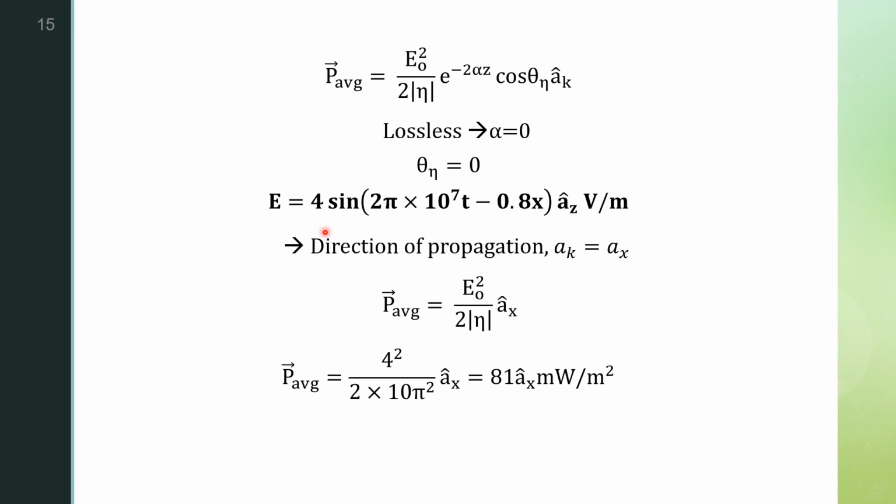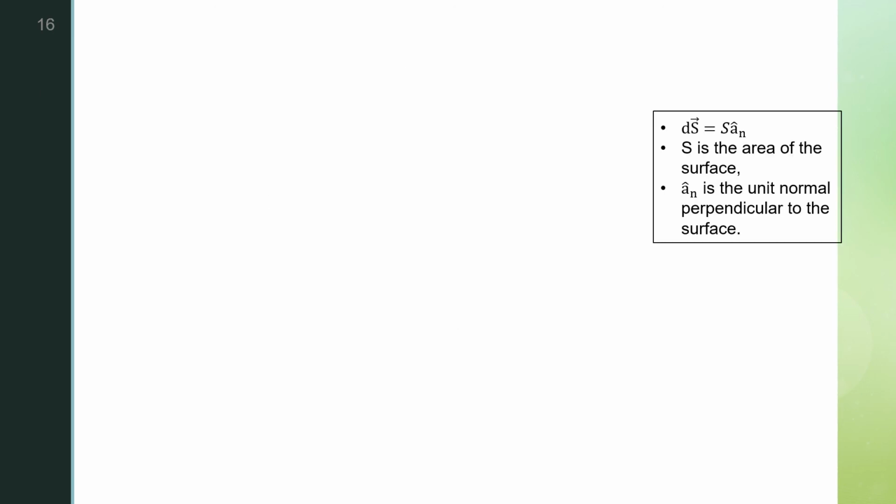So what is E0 from the question given? It is 4. So E0 square is 4 square divided by 2 into magnitude of eta. So just from the first part of this particular question we understood magnitude of eta is 10 pi square, that we have substituted here, and when you solve it you will get it as 81 milliwatt per meter square, and the power is flowing along x direction.